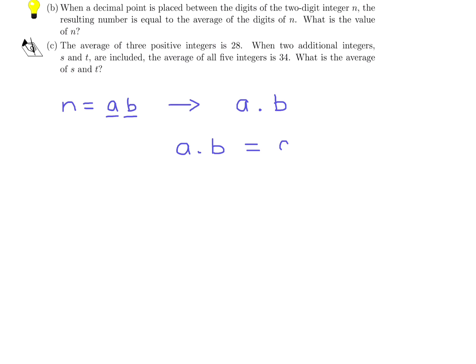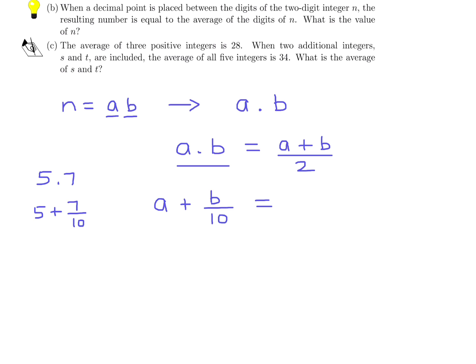The average of the digits of n is (A plus B) over 2. All right? So this is what we have to deal with. So this part, I will write it as A plus B over 10, because that is what it really is, right? Because if you have something like 5.7, it's 5 plus 7 over 10. And that's exactly what I did. A plus B over 2. So this is now something we can work with a little bit better, I think.